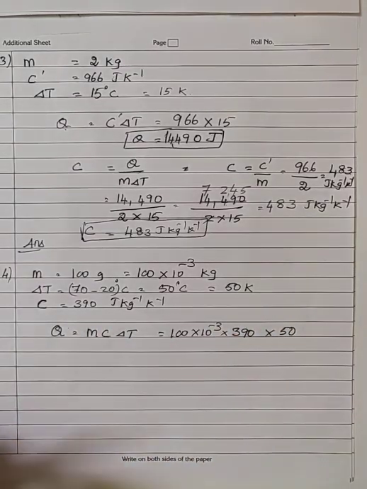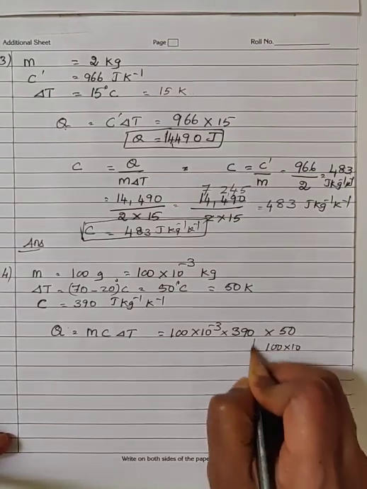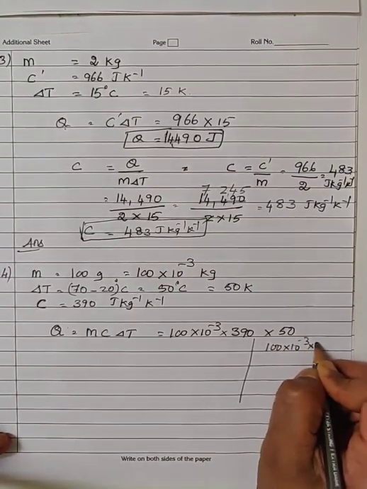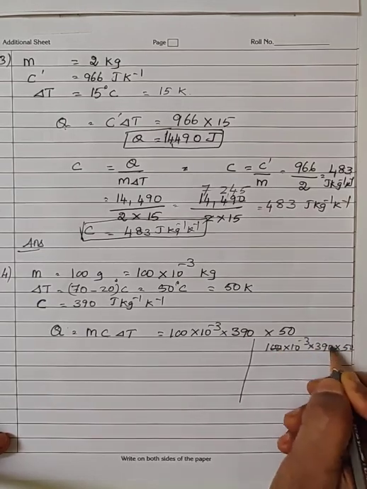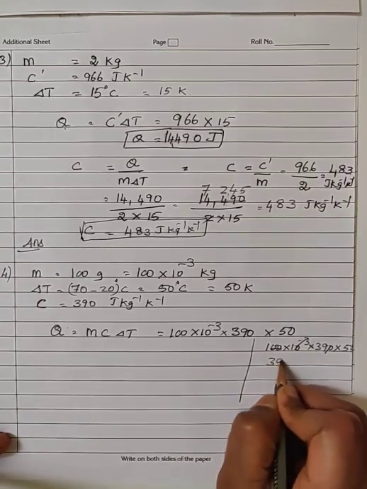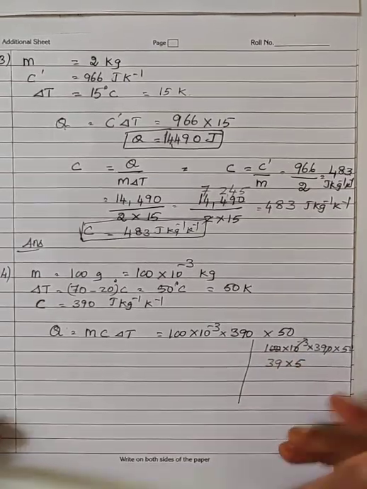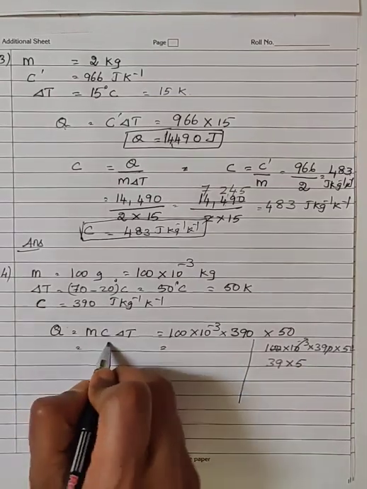Yes, once again you rewrite it for simplification. 100 into 10 power minus 3 into 390 into 50. Yes, 2 zeros and here 1 zero you cancel. So 10 power minus 3. So here you have 39 into 5. 39 into 5 means 9 5s are 45.